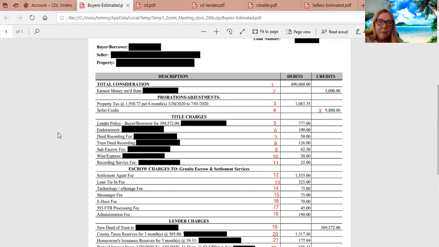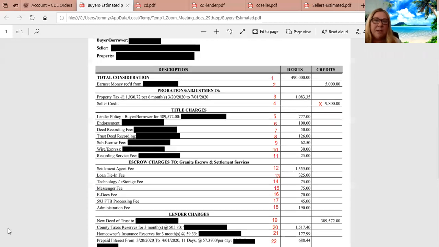In our fee, if you'll look at number 14, it says technology e-storage fee. So they may call it a different name. It's still the same fee. Again, you're going to have the buyers question you on this. They have a particular way of calling the item. Doesn't matter, it's still the same. They may call a messenger fee an overnight fee. Still the same thing. As long as the numbers match. All right, so that's title and escrow.